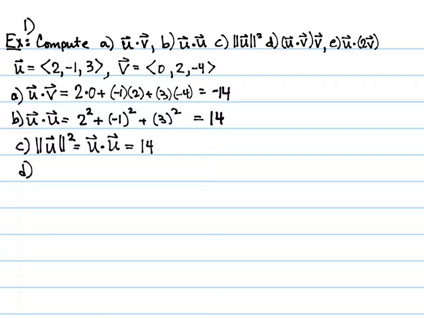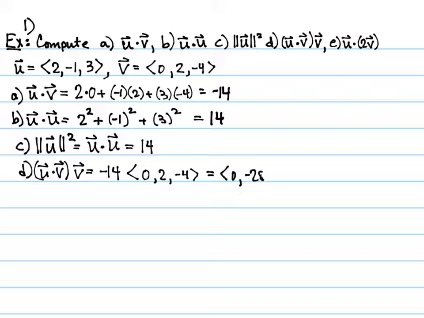D wants us to do u dot v, which we've already done, so we're not going to redo that. We're going to use it, times v. Well, u dot v was negative 14, and then v is 0, 2, negative 4. So this is a scalar multiple now of the vector. We learned how to do that last time. We're going to just multiply it through. I'm going to get 0, negative 28, 56. Okay, easy enough?